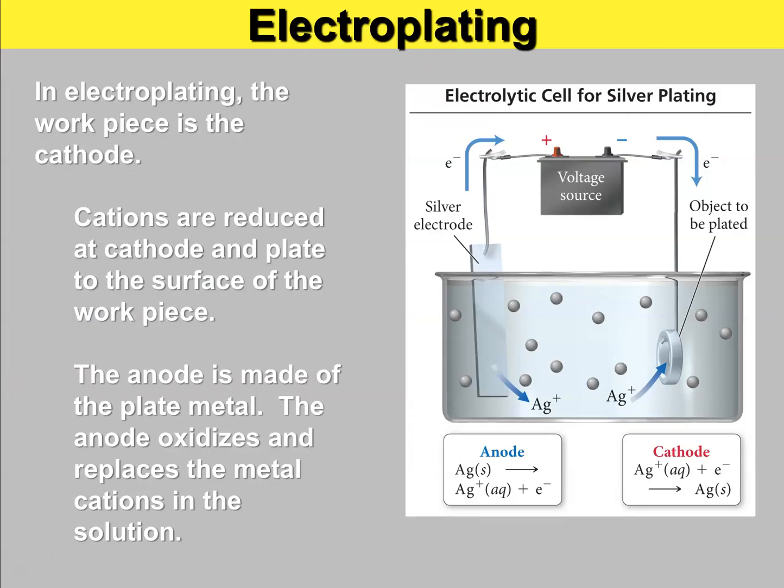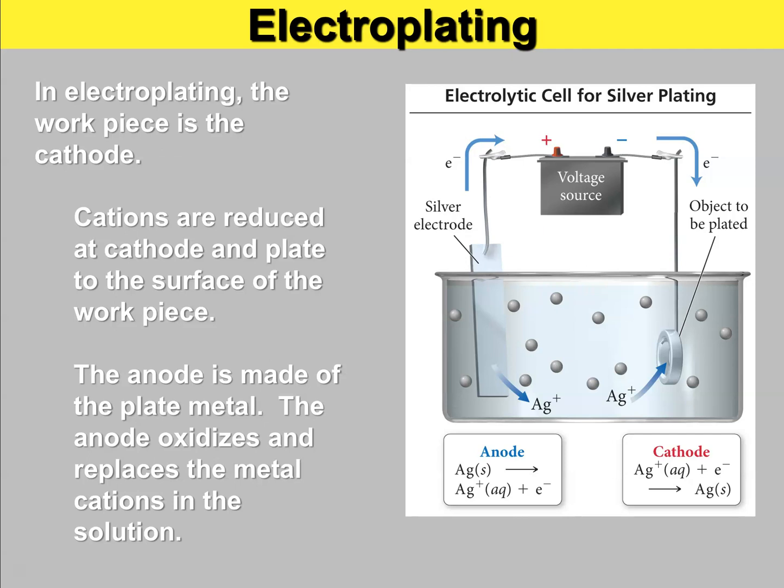Alrighty then. So, electroplating. Pretty straightforward. The working piece is the cathode, where you're actually making it produce that solid onto a material. Cations are reduced at the cathode, we know this one, and plate to the surface of the work piece. In class, if we had a chance to do this, I usually get a key from like Home Depot, like a brass key or a silverish looking key, and we plate it in copper. So we have a copper solution and we have copper electrodes. Make it work.